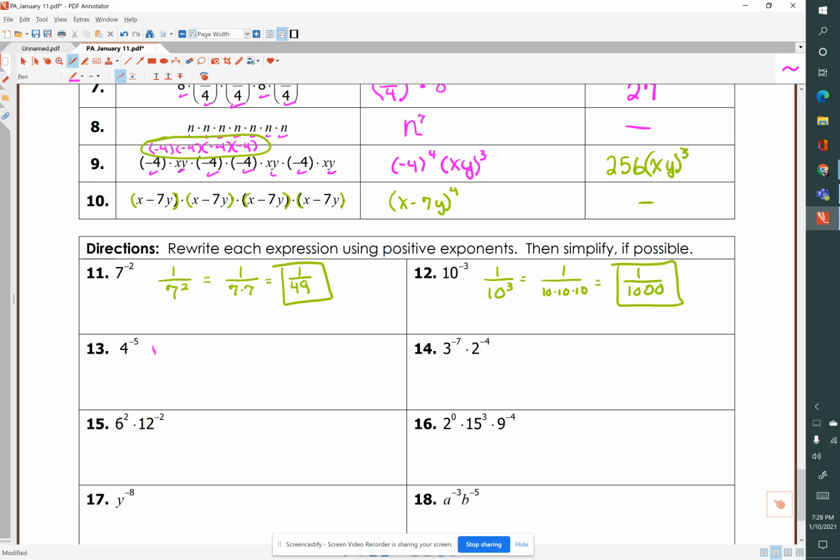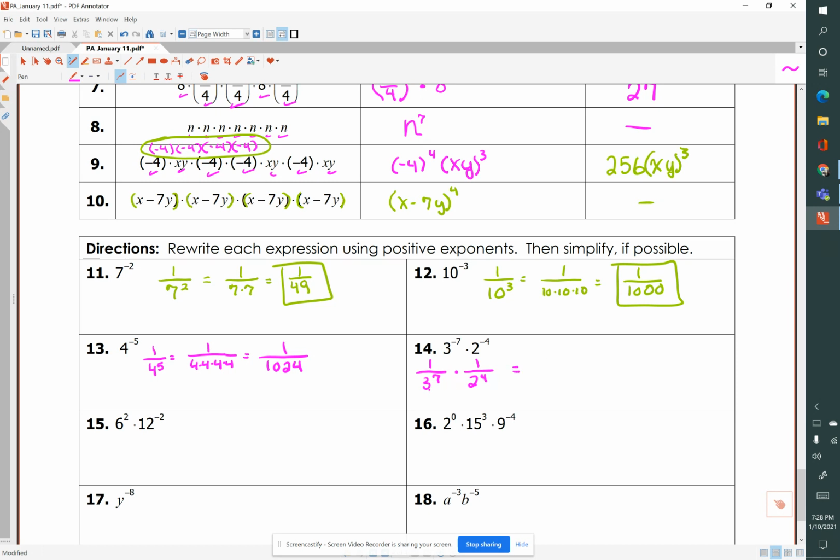Okay, here we go. 1 over 4 to the fifth, which is 1 over 4 times 4 times 4 times 4, which equals 1 over 1,024. You might need a calculator to help you. Number 14, 3 to the negative seventh times 2 to the negative fourth is 1 over 3 to the seventh times 1 over 2 to the fourth.